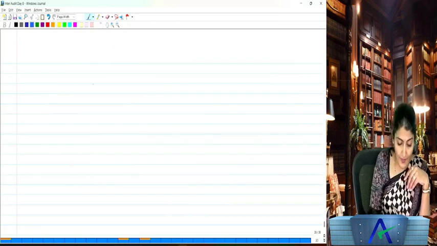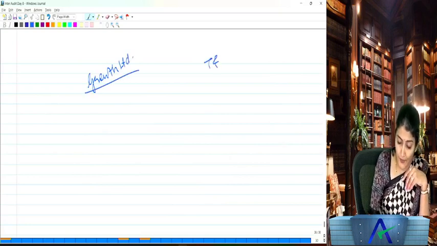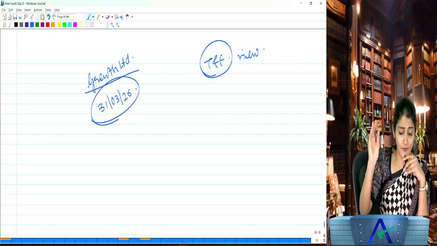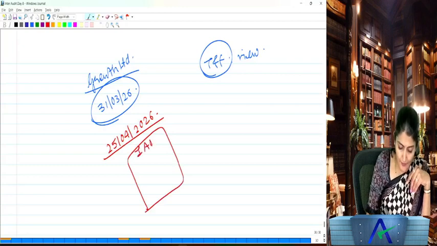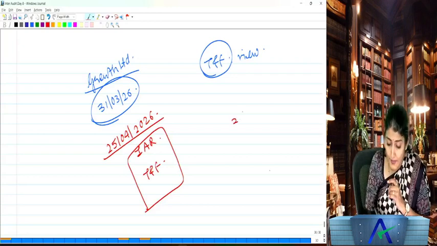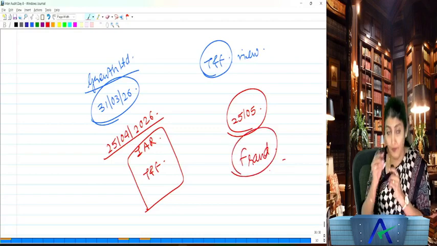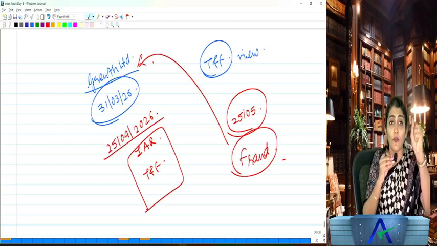I am appointed as an auditor of Growth Limited. What is my objective of audit? To express an opinion on the true and fair view of the financial statements for the year ended 31st March 2026. On 25th April 26, I issued an independent audit report saying that financial statements give a true and fair view. On 25th of May, a big fraud was revealed, which had taken place in Growth Limited. Can they catch the collar of the auditor?